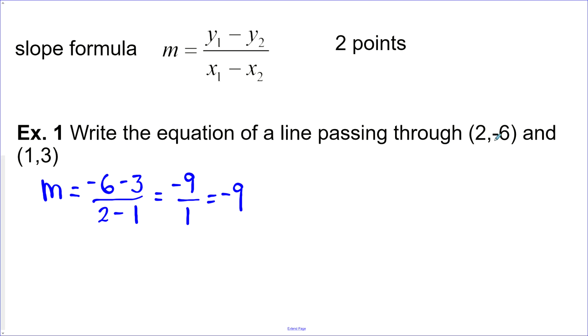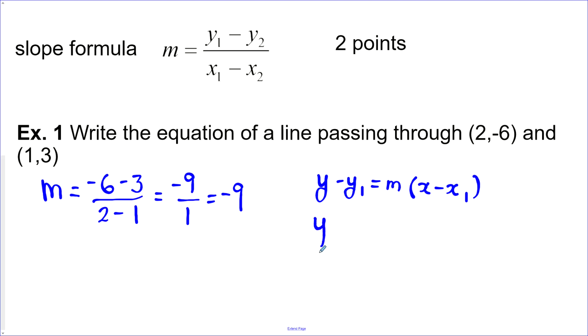Now, what do we have? Well, we have a point. Actually, we have 2 points, and we don't have the y-intercept, and so let's use slope-point form of our linear equation. Now, which point should we use? Well, let's give it a try with the first one here.